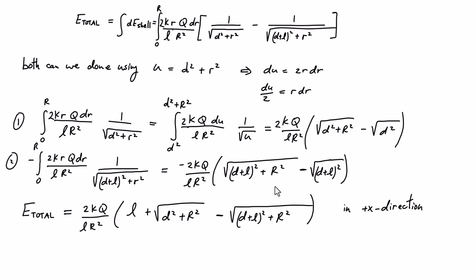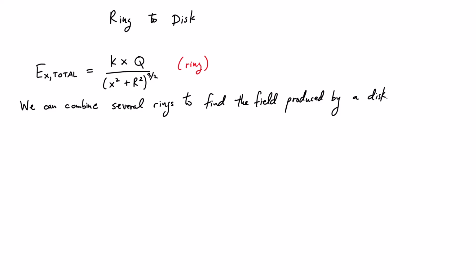Now, what we're going to do is recalculate, except this time we're going to use our ring result, construct a disk, and then add up a whole series of disks. All right, so this is the next approach. I'm going from the ring to form a disk. And the goal is to combine a whole series of these rings in order to find the field produced by a two-dimensional disk.